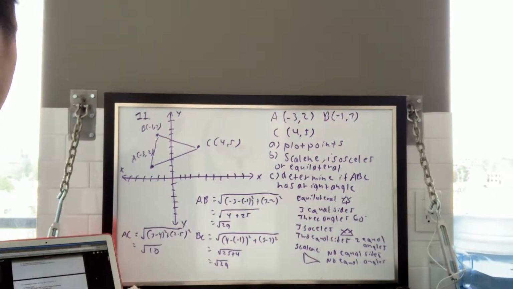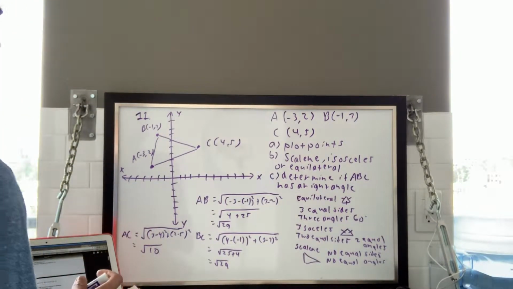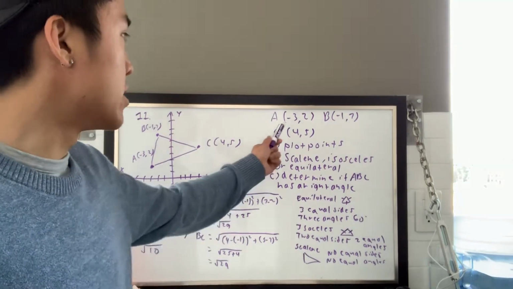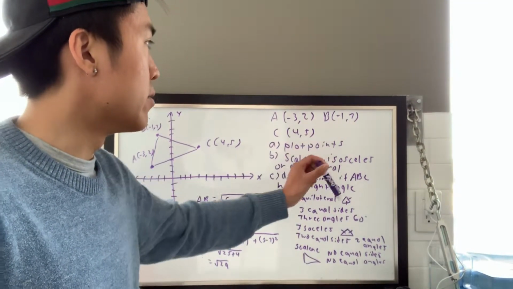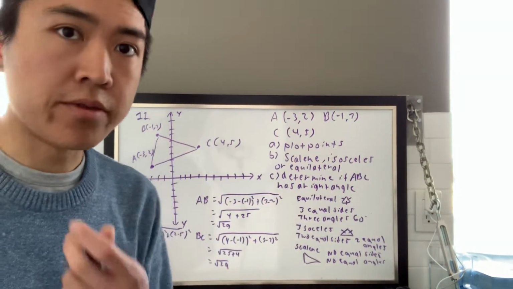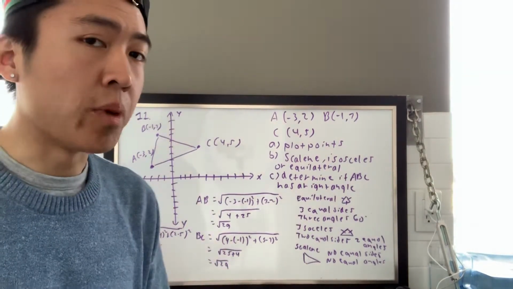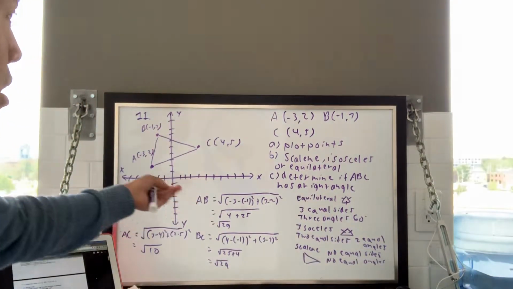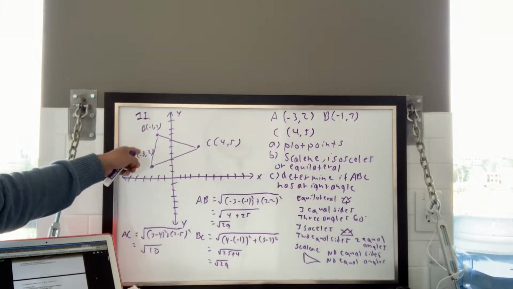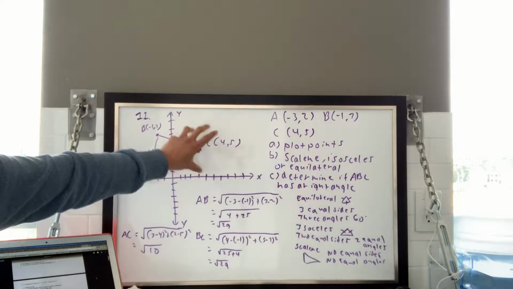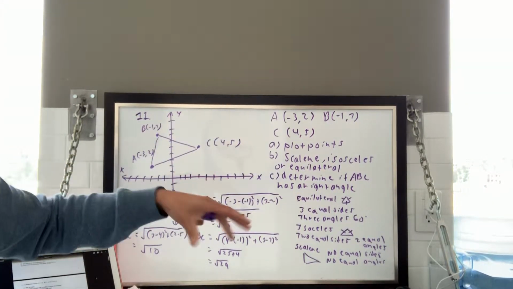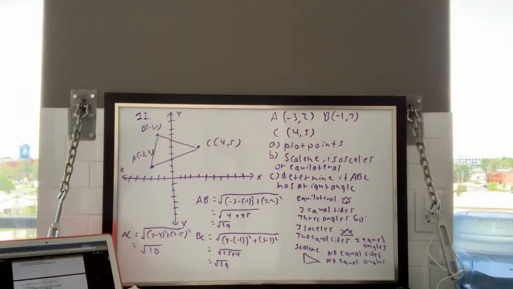Okay, so in this question we're given 3 points. A as -3, 2, B as -1, 7, C as 4, 5. What to do first in part A is to plot the points, which I did here. I have -3, 2, -1, 7, 4, 5. So this is my sketch of my triangle in this question.